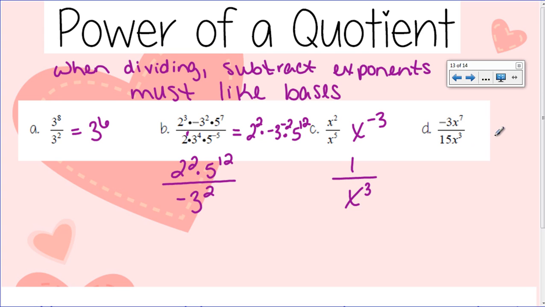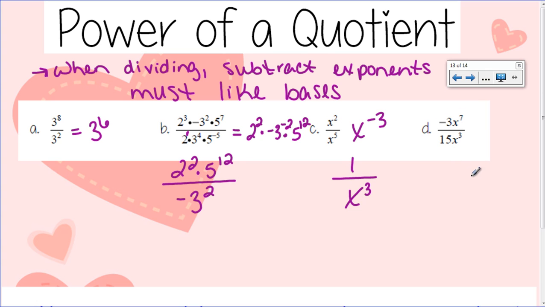Now part D here has coefficients and exponents. Remember right here, or pay attention right here to this rule. It says when you are dividing, you are supposed to subtract exponents. Nowhere does the rule say subtract coefficients. Do not subtract the coefficients. You're going to divide them or simplify the fraction just like always. Exponents are the only things you will subtract.